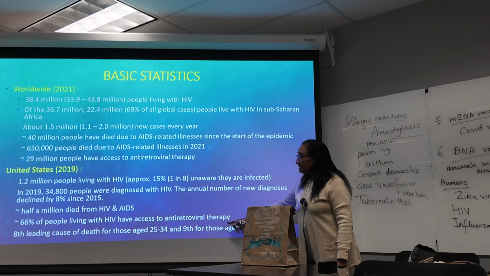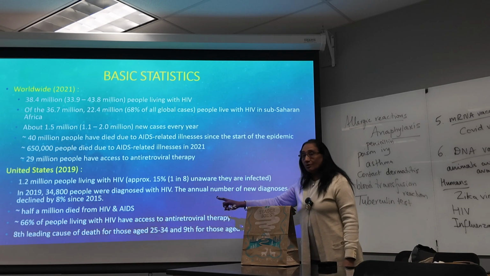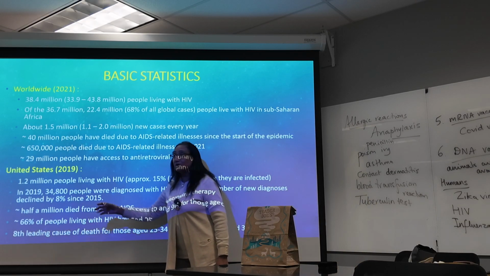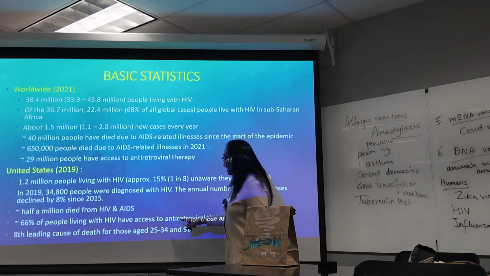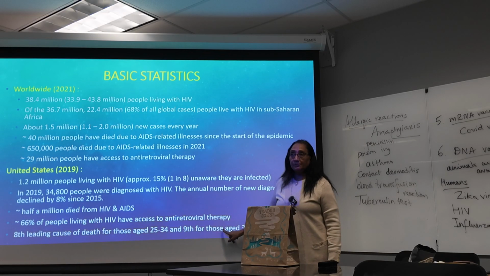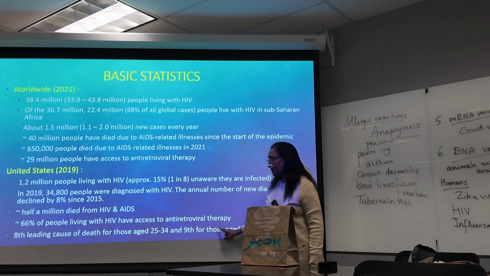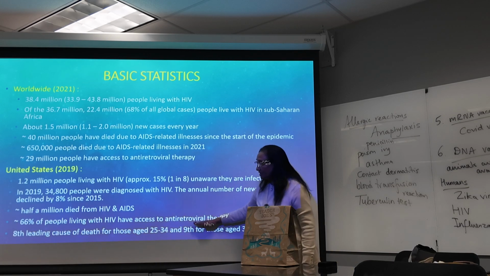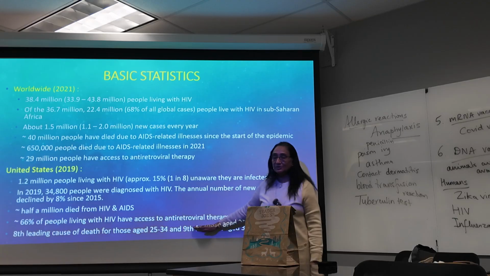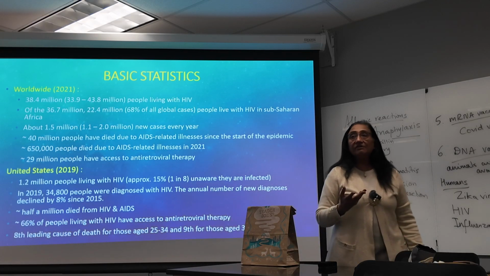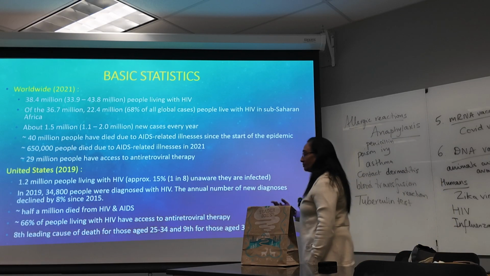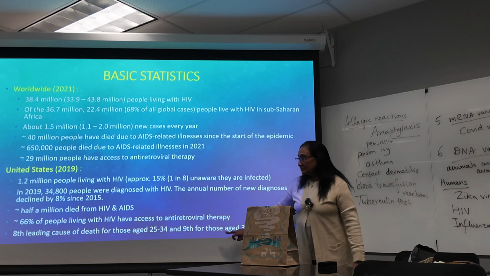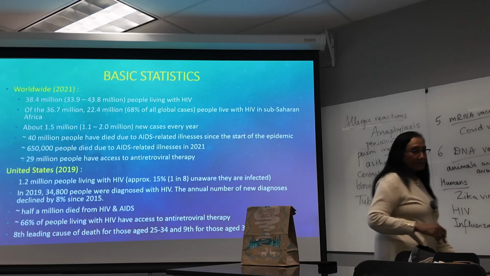Here in the United States, out of this total 1.2 million, only about 66% of them have actual access to viral therapy for HIV. Worldwide, that is even less, because these medicines are very, very expensive. So it's difficult for developing nations to provide this kind of treatment. Okay? And it's one of the 8th leading causes of death.